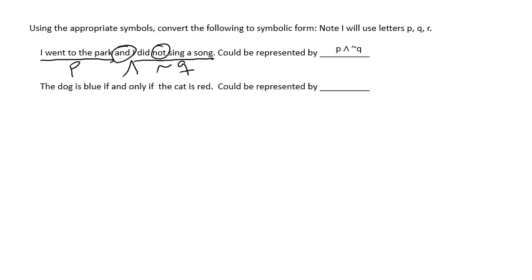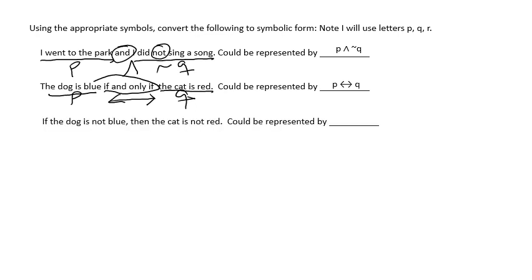The next one, the dog is blue if and only if the cat is red. I find two simple statements in here. The dog is blue, the cat is red. I'm going to assign P to the first one, Q to the second one. My connective is if and only if, the double arrow. So therefore, there's my representation of this statement.